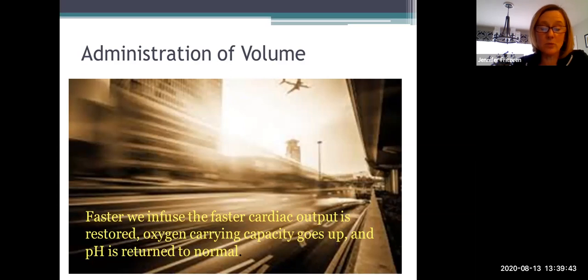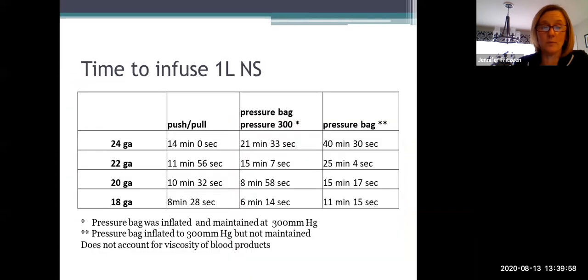And the next thing we want to do is our kids need administration of the volume. And remember, the faster we give this volume, the better our kids are going to do. The faster cardiac output is restored, the faster they get oxygen carrying capacity or volume, and pH is returned to normal. And so it is all about volume and quick volume.